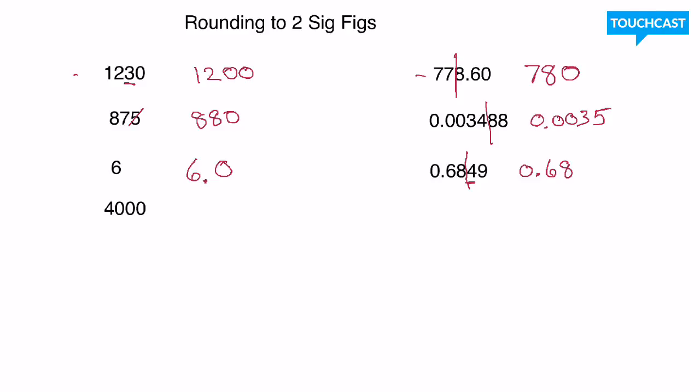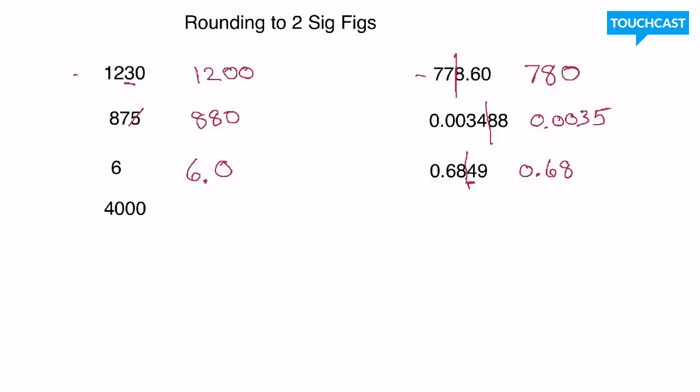The 4,000. 4,000 right now has only 1 significant figure because those trailing zeros have no decimal, so they are not significant. But we only want to have 2 significant figures. There's no way to just put a decimal in here. If I put a decimal at the end, I'm going to have 4 significant figures. If I put 4,000.0, I would have 5 significant figures.